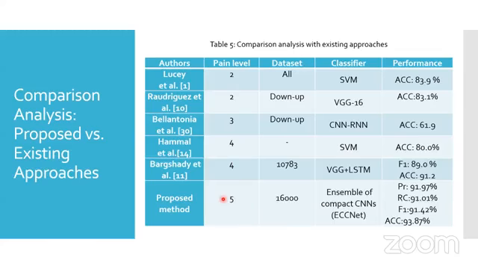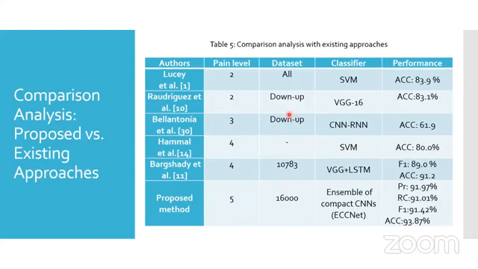These are the pain levels which are used for the subjective methods. As I told you, when the patient is self-reporting the pain, he will be reporting it in 5 levels. So why not take all the levels? That is why we have taken all the 5 levels. We have used the data set, and we have taken 16,000 samples.